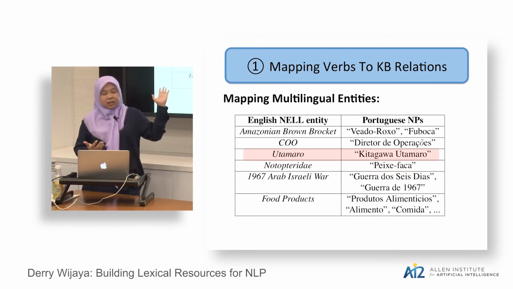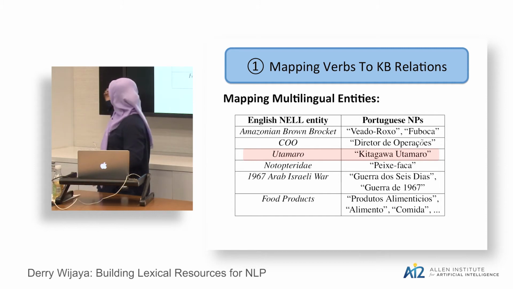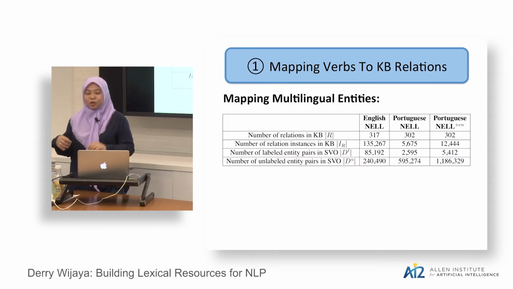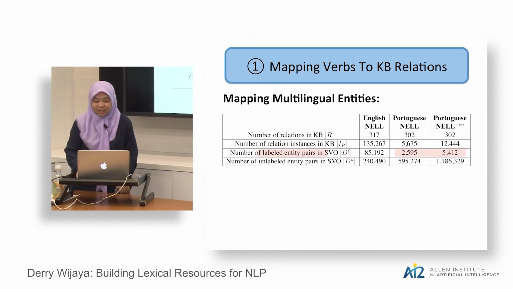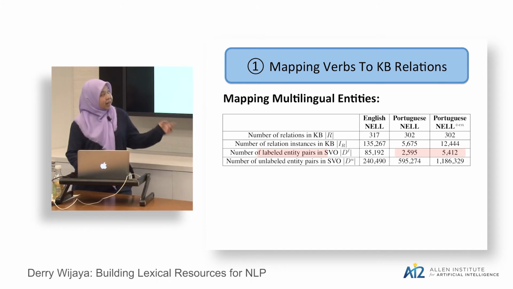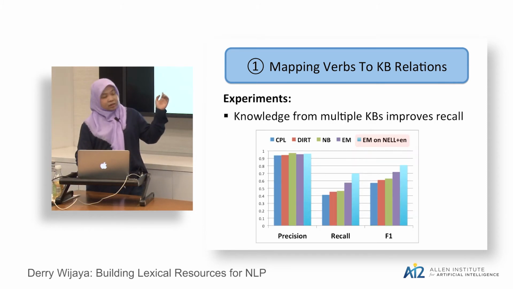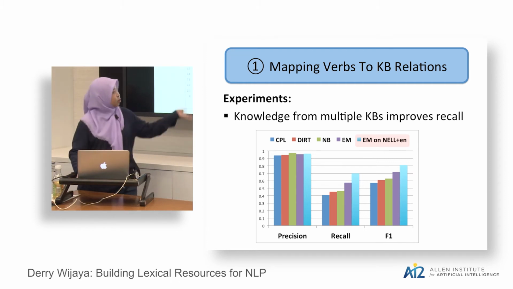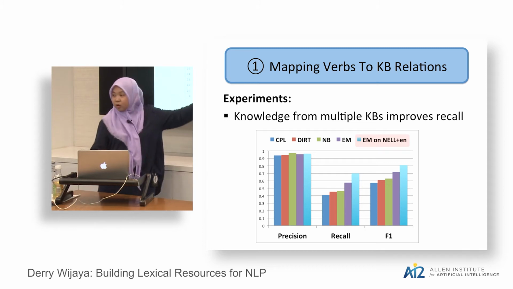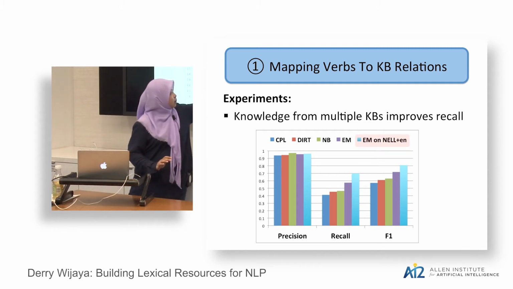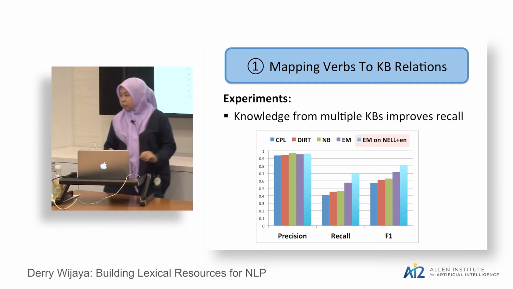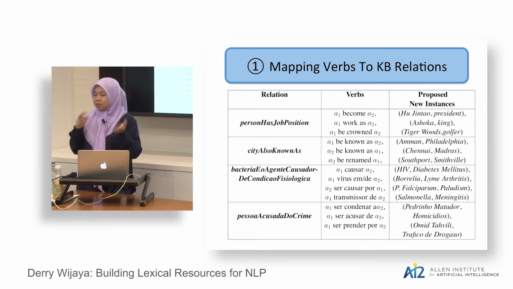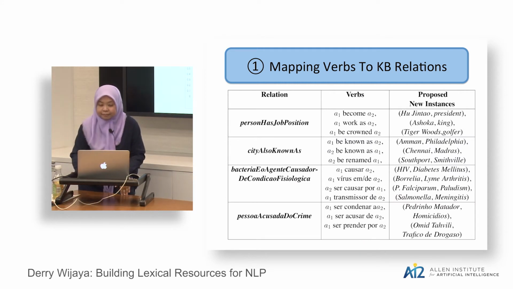For example, the full name of this guy, Utamaro, is Kitagawa Utamaro, by mapping him to the Wikipedia pages from NELL entities. And so adding this, we sort of double the number of labeled entity pairs in the Portuguese knowledge base. And you can see the improvement in recall and the overall improvement in the F1 compared to the purple bar. So it shows the benefits of adding more information from different knowledge bases.